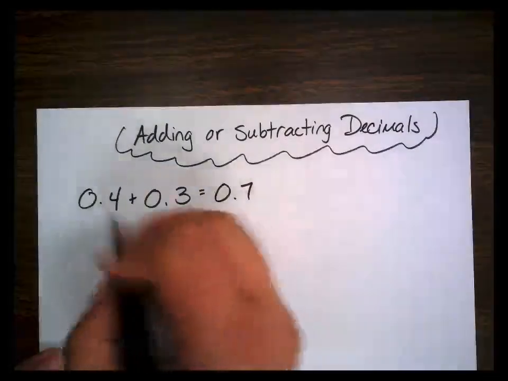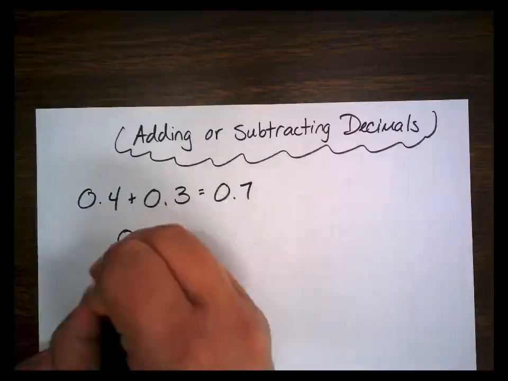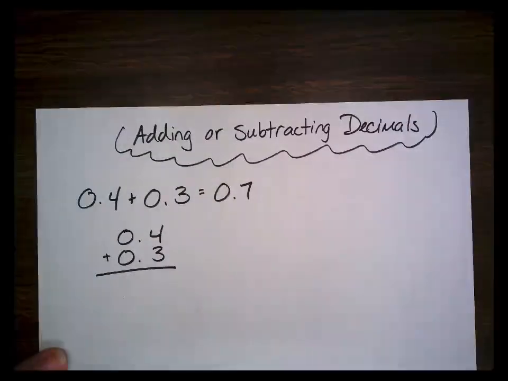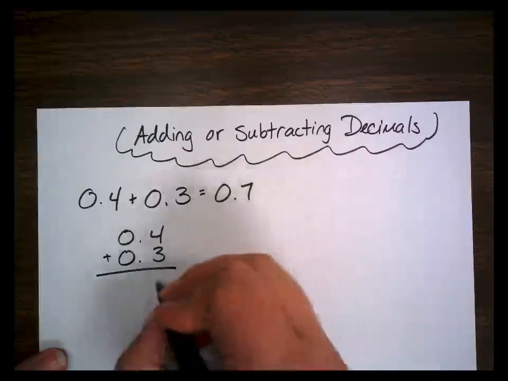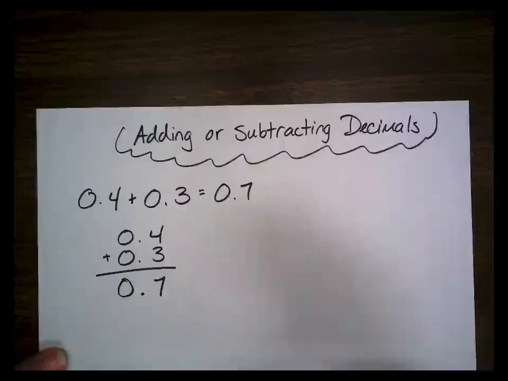So I'm going to go ahead, I'm going to show you. You're going to write it 0.4, 0.3, adding them together. So 4/10 and 3/10 is 7/10. I'll bring down the decimal and 0 and 0. And so, of course, we match.